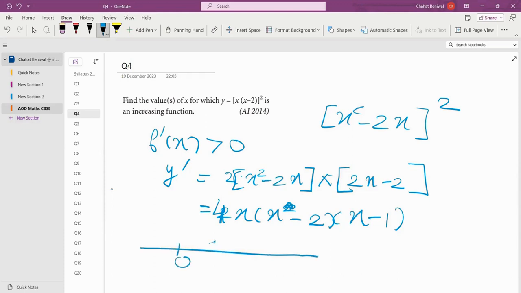So we'll get 0 when we put this expression to 0. These are the points we are going to get, and we know the answer: 0 to 1 and 2 to infinity. Again, we have to make the table and check for all 4 cases, and then write the final answer. Don't forget to write the final answer; then only you are going to get full marks. So the answer to this question is 0 to 1 and 2 to infinity.